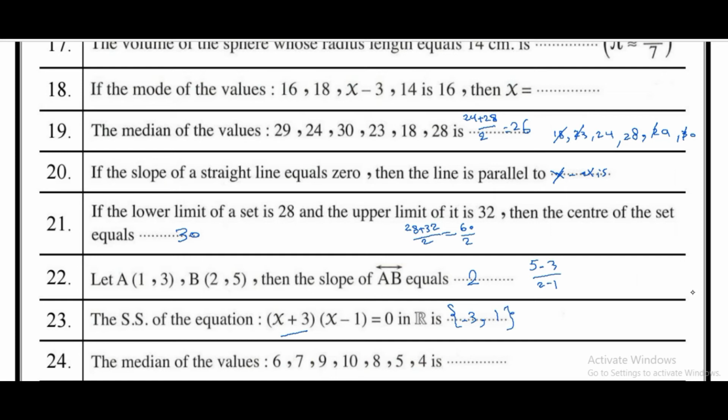The median: we must order. The least value is 4. The next is 5. The next is 6. The next is 7. The next is 8. The next is 9. And the greatest one is 10. Cancel 10 with 4, 9 with 5, 6 with 8. The result will be 7.